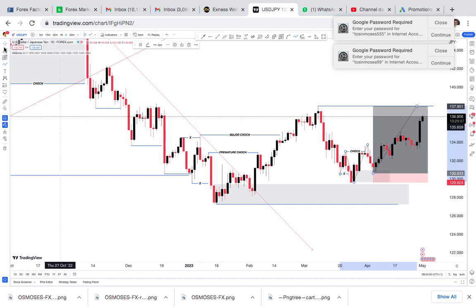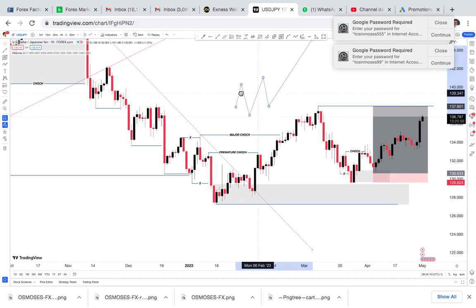So if I use a line to explain this, let's bring out this line here and push it here. Let's see how it looks. Okay, so what do we have? We have a break of structure here, right? And the liquidity here.